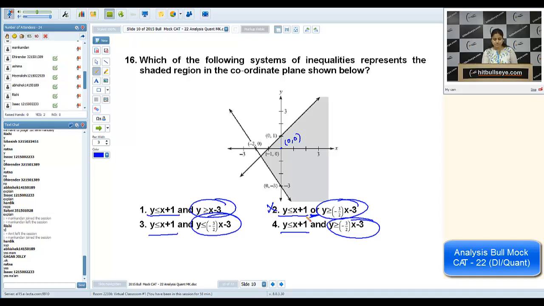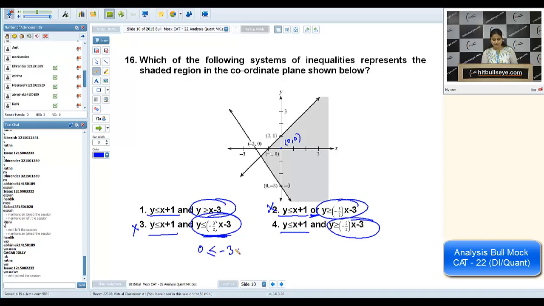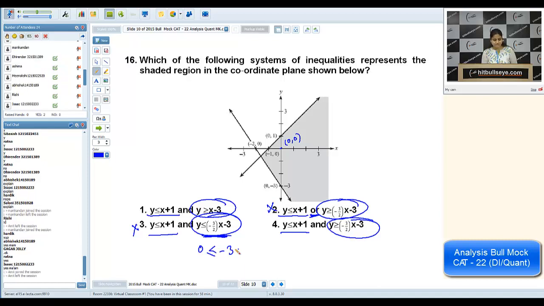You can put 0, 0 in this case. If you put 0, 0 in the third option, in the second part, obviously this is not true. Now you can take one more point in the shaded region only and we can crack this question. Whenever you have a question on coordinate geometry where the shaded region equation is asked, that is the best technique to do this, if you have options with you.